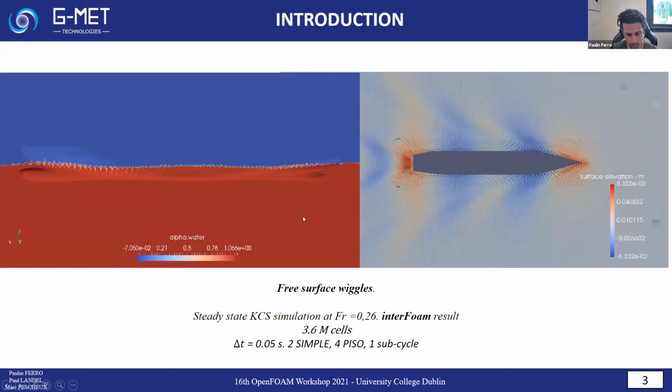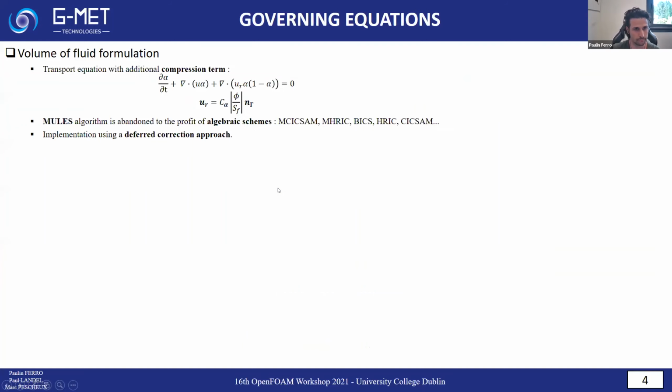So here is an example of the free surface wiggles phenomenon. This is for the KCS hull, and this appears when you increase the time step too much. This is with two outer correctors, four correctors, and one MULES subcycle. As you can see, this is not acceptable as a result.